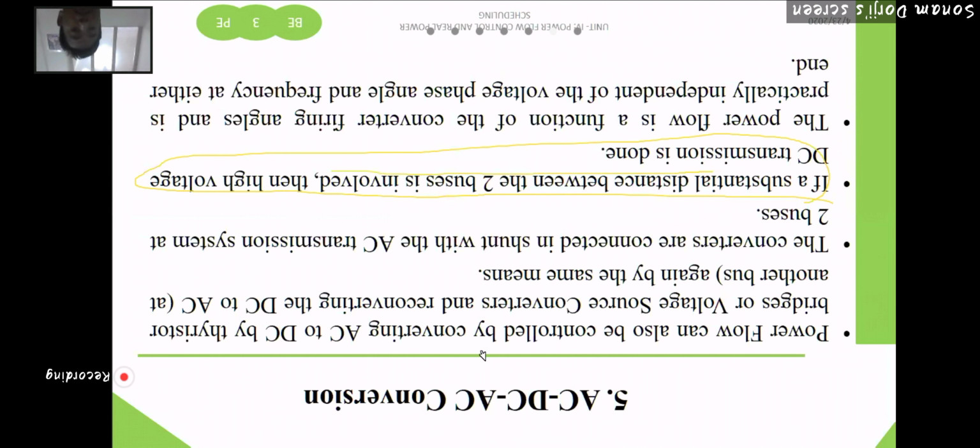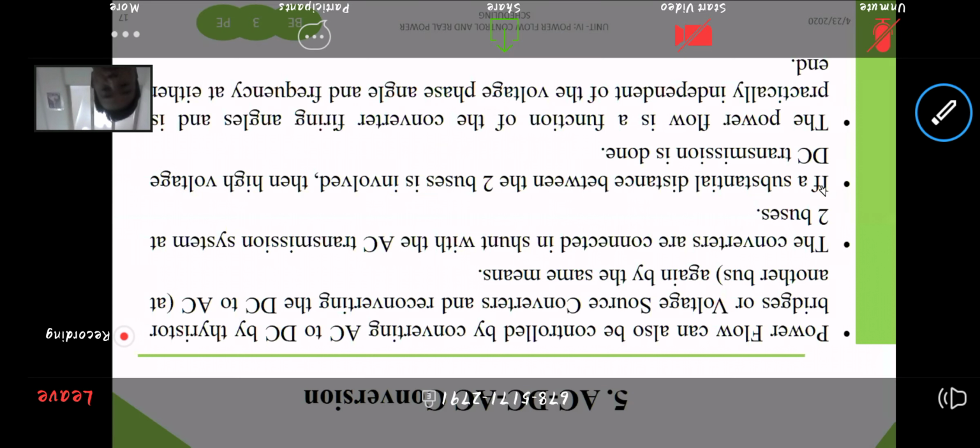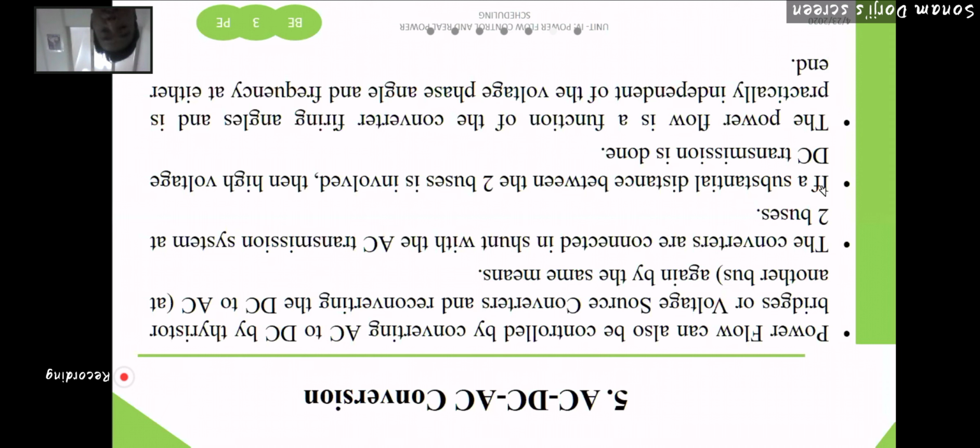So that's why Bhutan is not going for this type of conversion system or power flow control, because we don't have a substantial distance. Here I have mentioned substantial distances, but it says if it is more than 500 kilometers. Most of our transmission system will fall in the short transmission line. We can use it in the short transmission line also, but the cost involved will be much higher. So that's why it has not been used particularly in Bhutan, but this is an application.